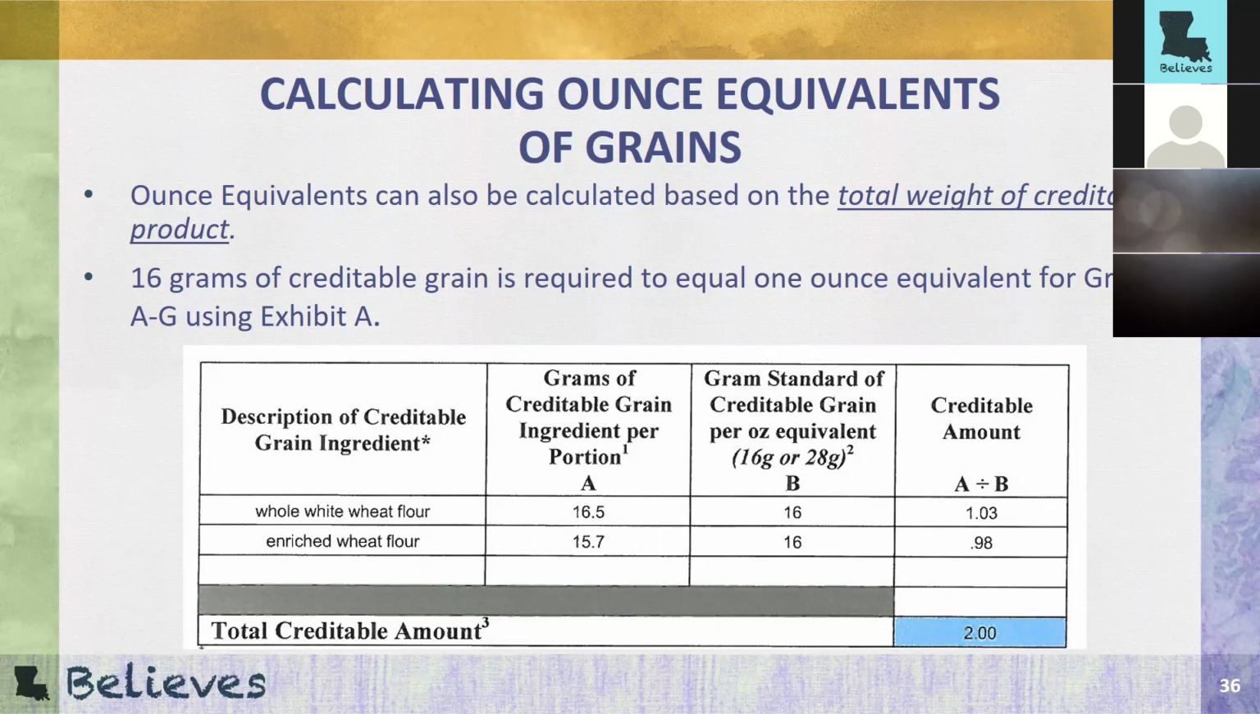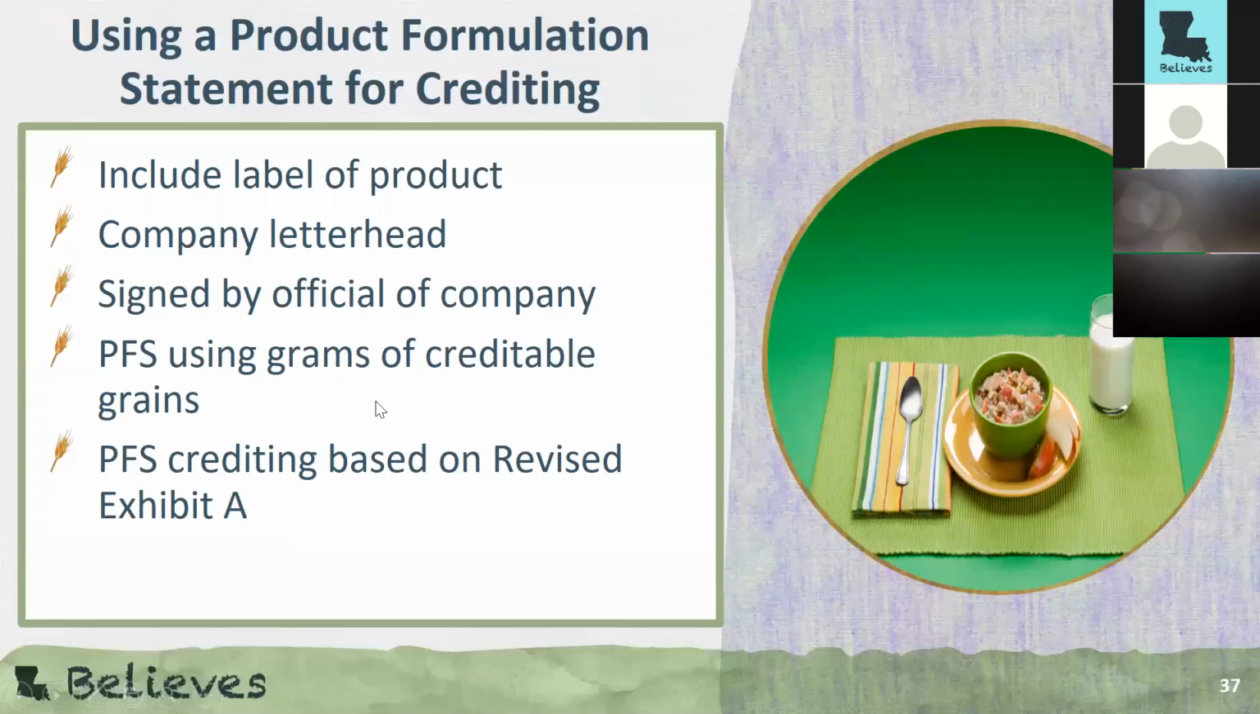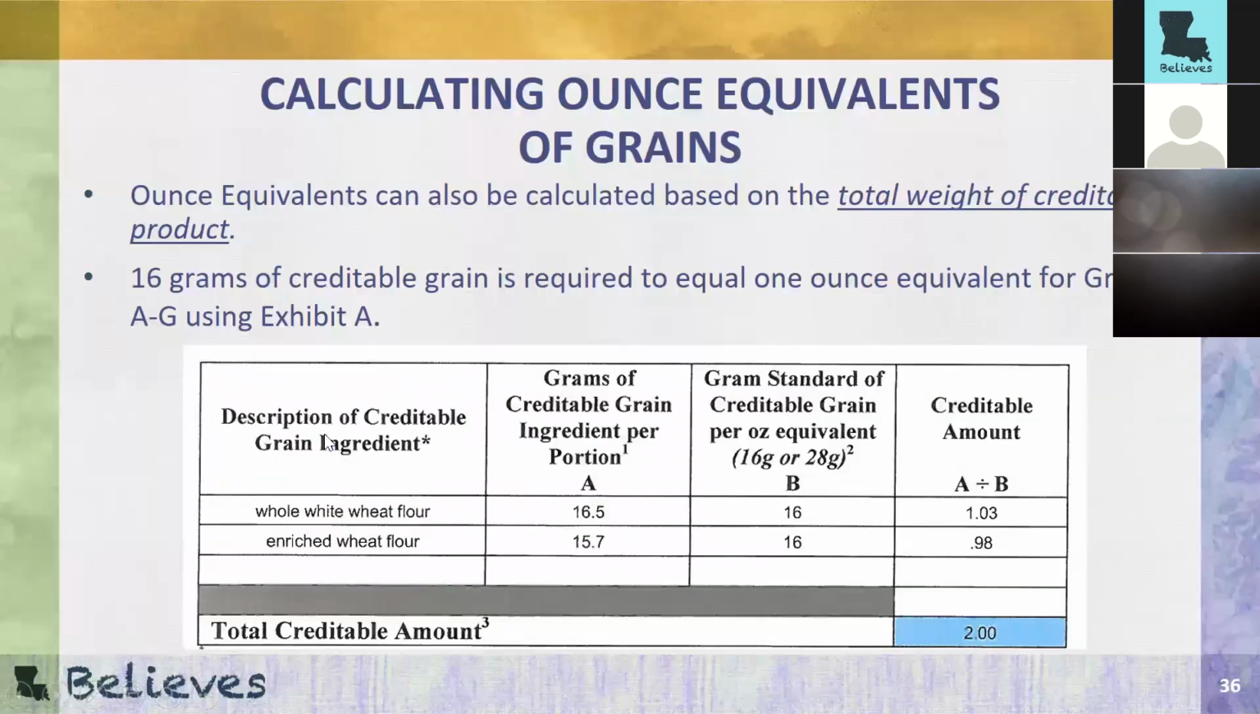Now, note that in this example, crediting by weight provided 2 ounce equivalents, as opposed to using Exhibit A, where it credited as 1.75 ounce equivalents. Either way you want to do it is acceptable. You can do it by the weight of the grain, or you can do it by using Exhibit A.